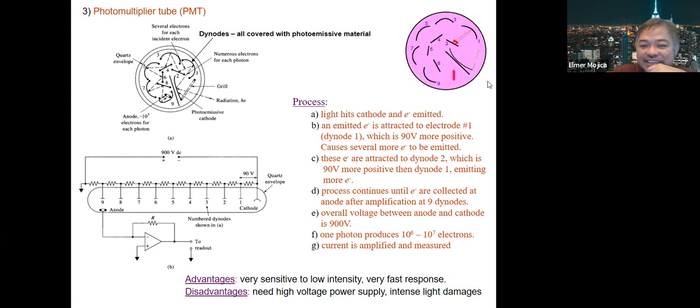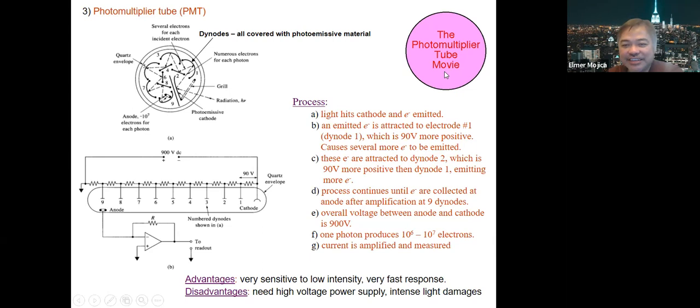Okay? And what happened is, when all of them are done, so when it hit already the 9 there, okay, the current is already amplified and measured. You have a lot of photons that produce a lot of electrons. Okay, it is very sensitive to low intensity and very fast response. The disadvantage is you need high voltage power supplies, and intense light damages, okay, coming from my experience.